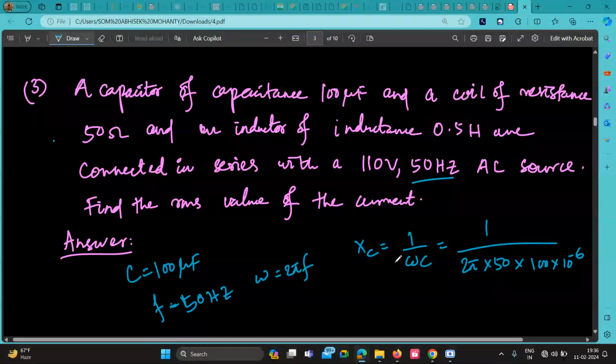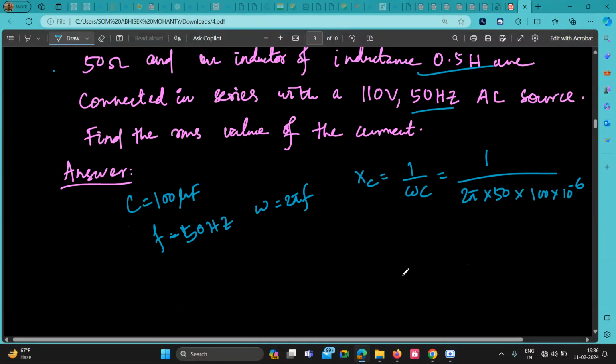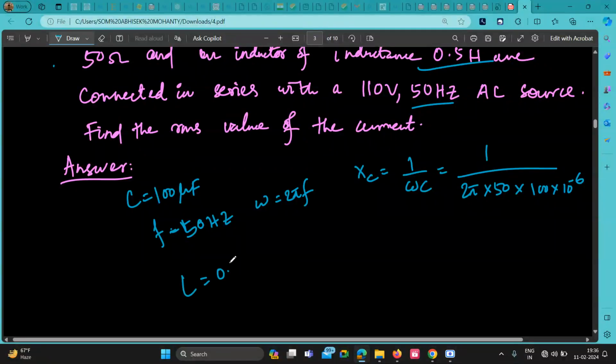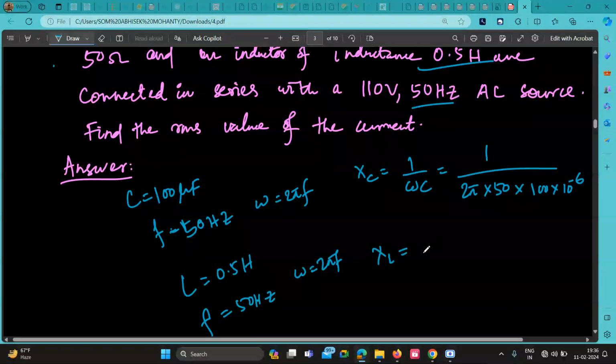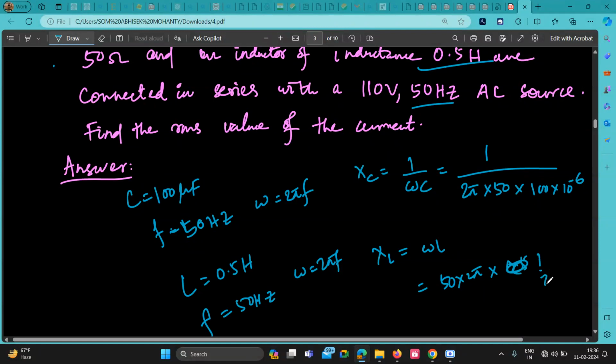Done. Now what is also given? Inductance is given. L is given, 0.5 Henry. Frequency again is 50 Hz. Omega is 2 pi F. XL is equal to omega L. That is 50 into 2 pi into L, which is 0.5. 0.5 is actually 1 by 2. So this is 50 pi.